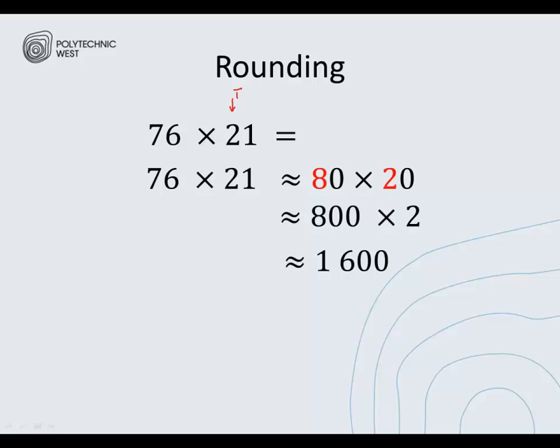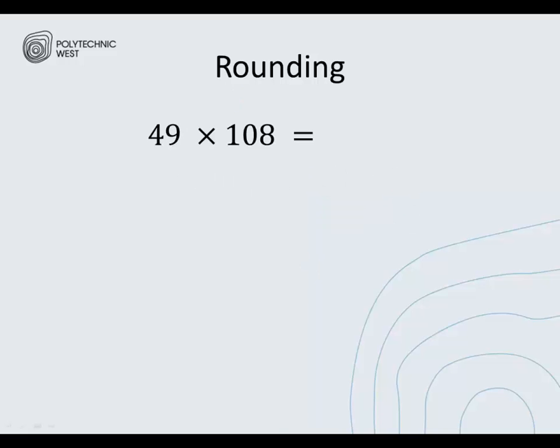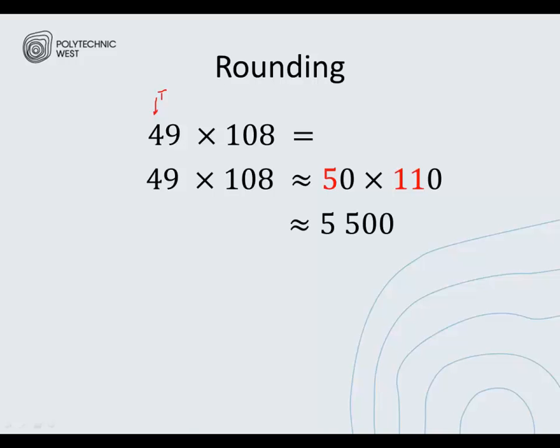Let's do another one. 49 times 108. The smallest number is 49. And we look to see what's the first digit that comes along, and that's this one, which is in the tens column. So we're going to round both of them to the nearest 10. 49 rounded is 50. 108 is 110. 50 times 110 is 5,500.